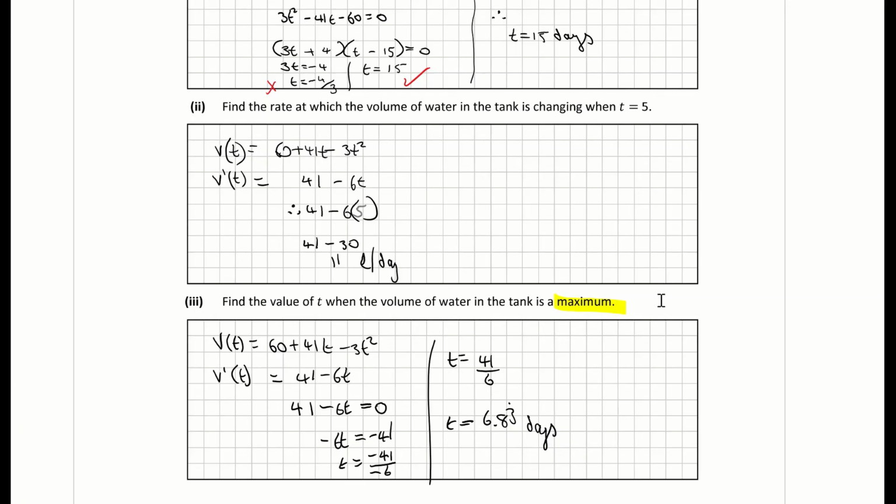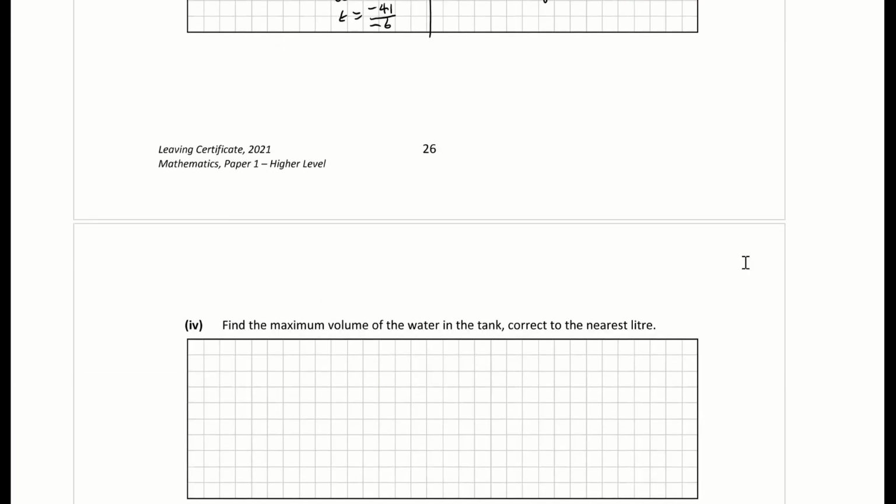And the final part to part A is part IV. Find the maximum volume of water in the tank correct to the nearest litre. So this is using part 3 here, because you're finding the maximum volume.